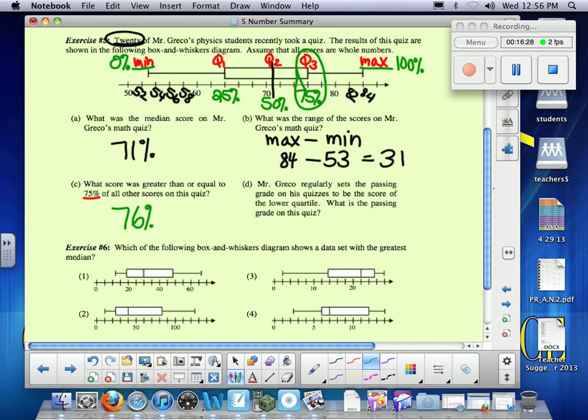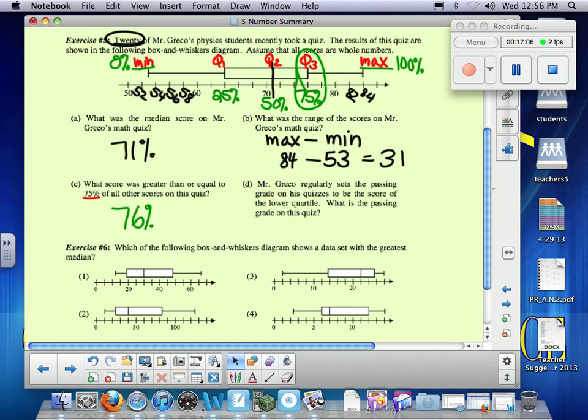Okay, let me explain it. Go ahead and finish writing. This box and whisker plot is telling me that 75% of my students, or Mr. Greco's students, scored a 76 or less on the test. Three quarters of my class scored a 76 or less. Oh, greater than or equal to? Did I mess this up? Nope, I'm good.